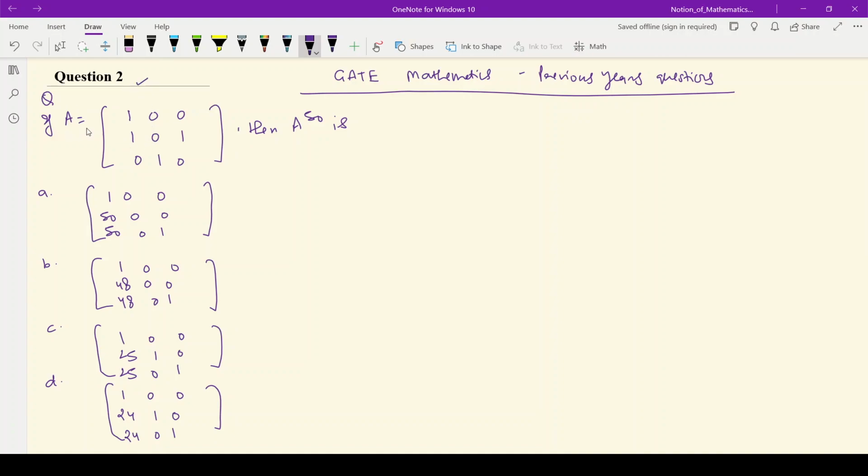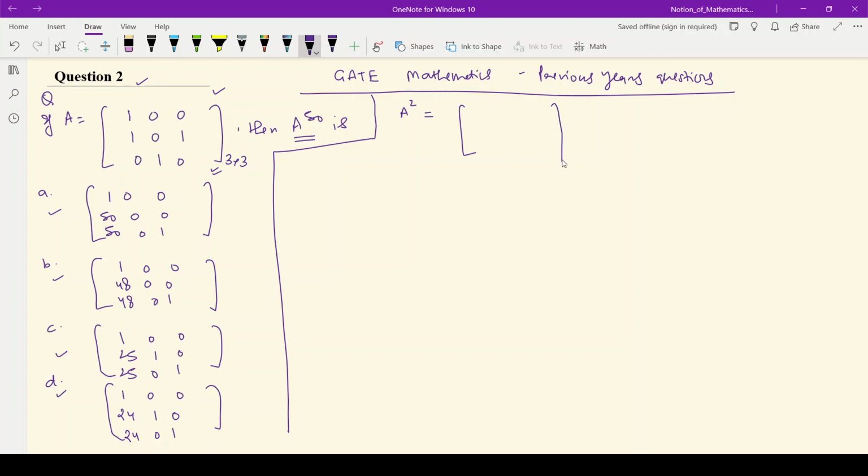In this question, a 3 by 3 matrix is given: 1 0 0, 1 0 1, 0 1 0. Then we have to evaluate A to the power 50. Four options are provided for this question. Students, what to do in this type of question? Here matrix A is provided, so first we have to start with A square.